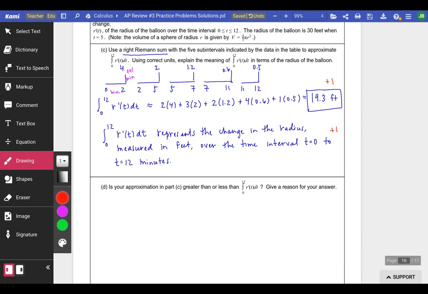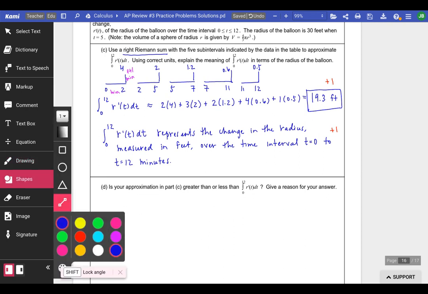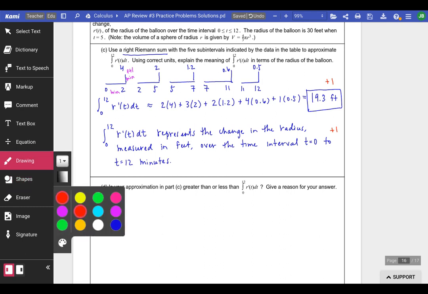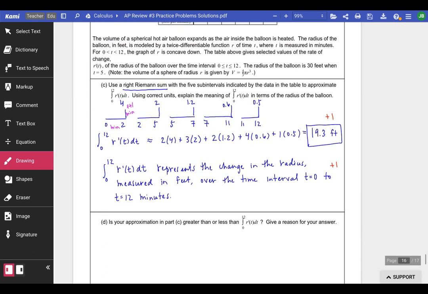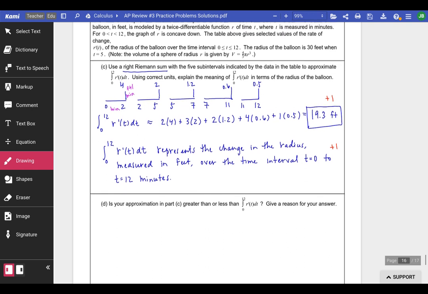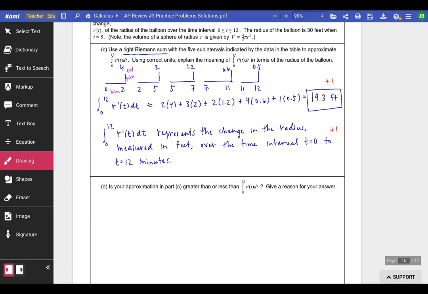All right, last part here. Is your approximation in part C greater than or less than the actual value of the integral? So here's what we have to think about. With a right Riemann sum, the answer is going to depend on whether the function was increasing or decreasing. The only problem is we don't know whether r is increasing or decreasing. What we know is the graph of r is concave down.